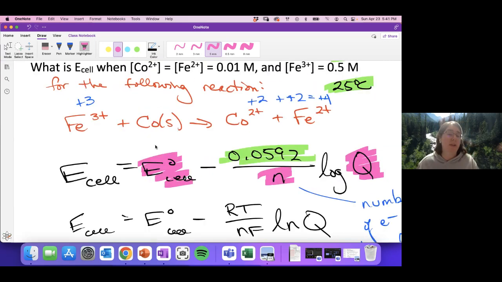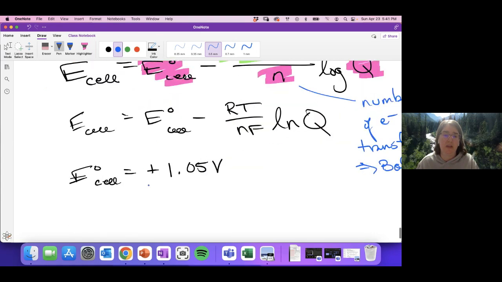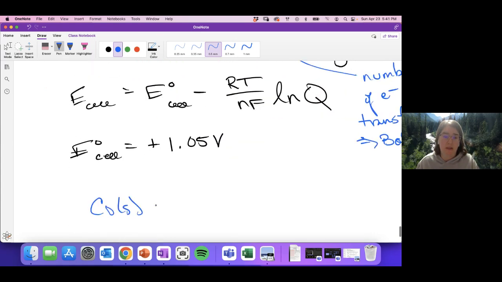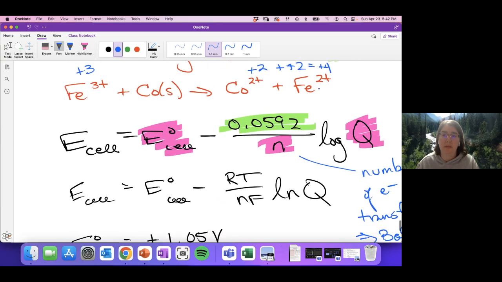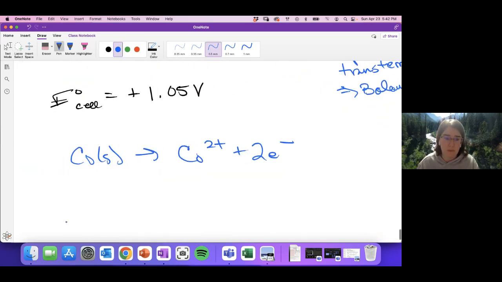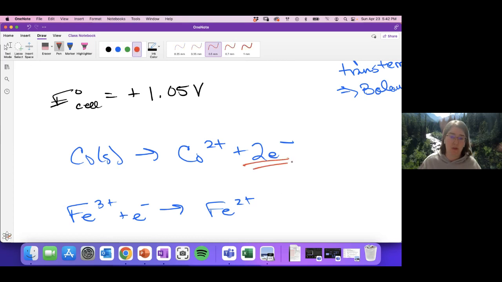So if they're not in the table, we would actually have to separate our half reactions and figure this out. So this is cobalt solid goes to cobalt 2 plus, neutral and 2. That means 2 electrons here. Iron is iron 3 plus and iron 2 plus. So iron 3 plus, iron 2 plus, 1 electron here. That does not balance, 2 and 1. So I'm going to multiply everything by 2 on the bottom reaction.